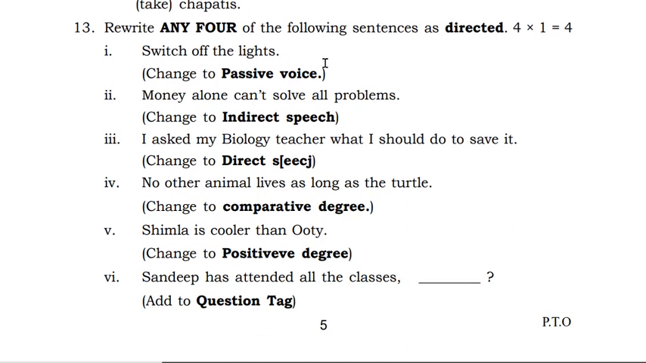Then question number 13. Here you rewrite any 4 of the following sentences as directed. This is nothing but rewriting the sentences as directed. This topic is very, very important, because this single question contains different topics from our grammar.